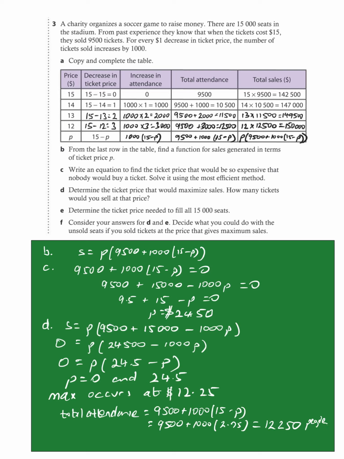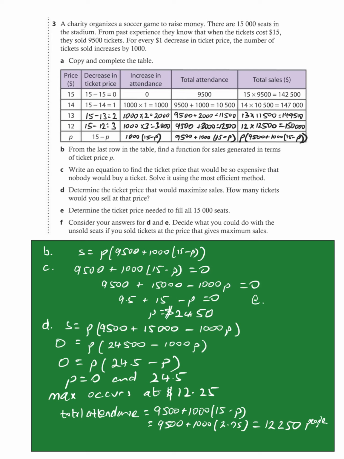Okay. Let's have a look at E. We'll do E over here. It says, determine the ticket price needed to fill all 15,000 seats. Well, to fill 15,000 seats, remember that's the attendance. We're back to this one. We're not using the quadratic. We're just using this one. So we're going to use this equation here and equate that to 15,000 and find the value of P.